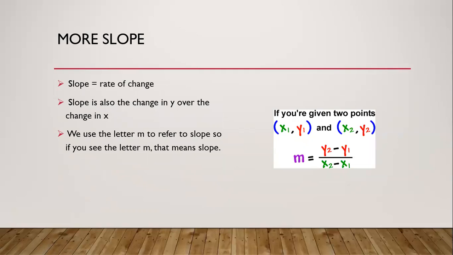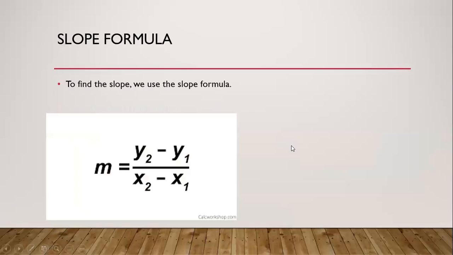Same idea. Slope is rate of change. Slope is also the change in y over the change in x. That's a formula. If we see the letter M, it refers to slope. So if you see the letter M, that means slope. And we have the slope formula. We'll see how to use it in a second.